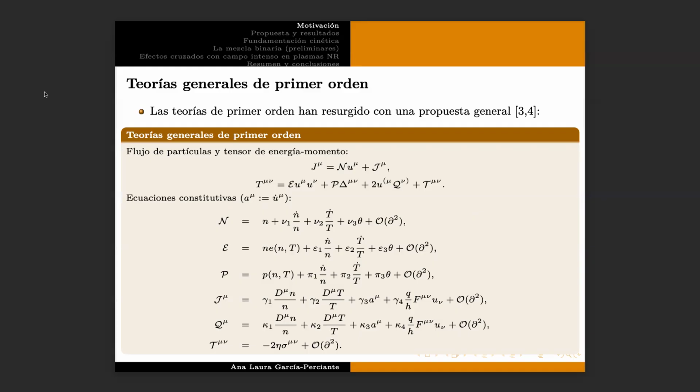Behind this, what the new theories say is they're going to think about a completely general particle current and a completely general energy momentum tensor. And the closure equation that I'm going to propose couples all the quantities in J and T with all the derivatives to the corresponding rank.